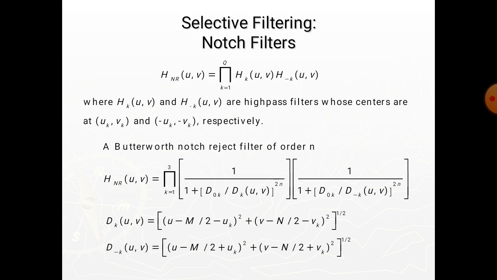One of the principal applications of notch filtering is for selectively modifying local regions of the DFT. This type of processing typically is done interactively, working directly on DFTs obtained without padding. The advantage of working interactively with actual DFTs, as opposed to having to translate from padded to actual frequency values, outweighs any wraparound errors that may result from not using padding in the filtering process.